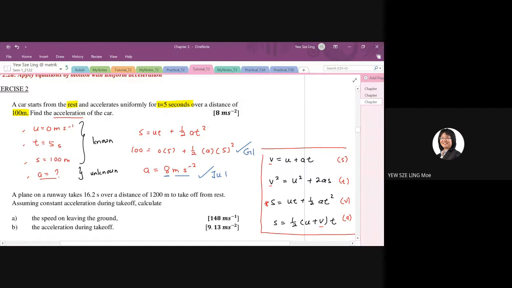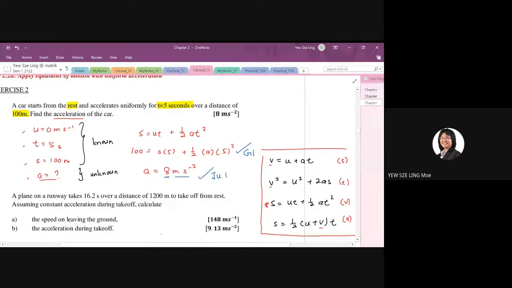So this is a typical 2 marks question. All right, so it's a very easy question. It's a 2 marks question: you get 1 mark for the substitution and 1 mark for the answer. All right. So now let's look at question 2.